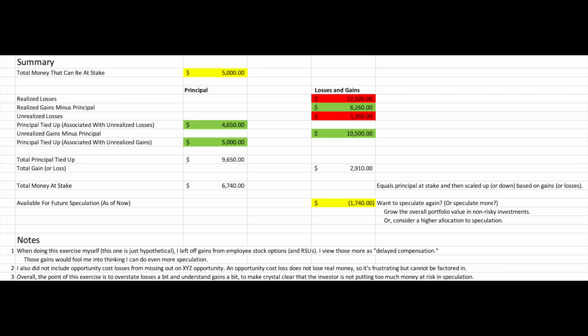Now, $6,740 is greater than the $5,000 I should have at stake. It's greater, as you can see in the yellow cell, by $1,740. And so at this time, if I want to speculate more, what I need to do is one of two things. I can take the easy route out and just increase my allocation from 5% to something higher, say 7.5% or 10%. That's the easy way out. But the harder way out is adding more money to dividend stocks.